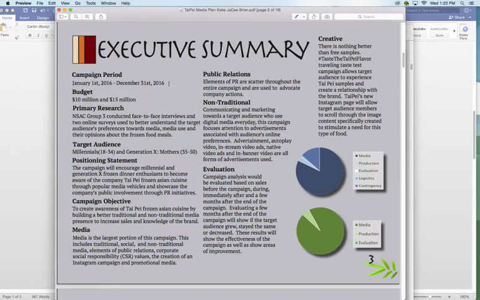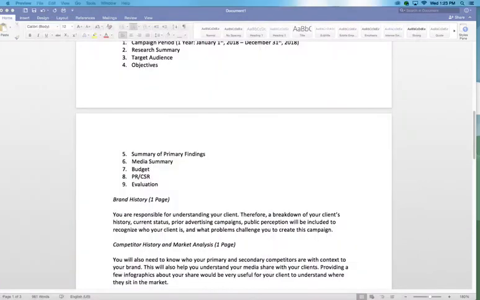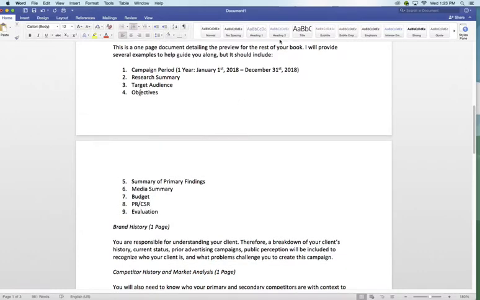So, campaign period, you'll notice right here in terms of what I'm looking for, and I keep it consistent of the beginning of January 1st to December 31st of 2018. So, I believe that's listed on there. Yep. But something to keep in mind.